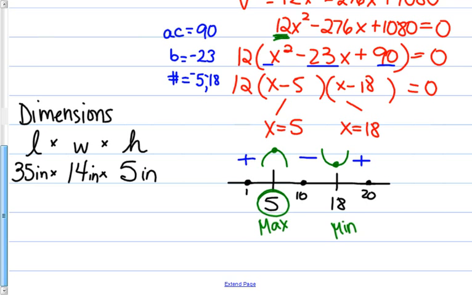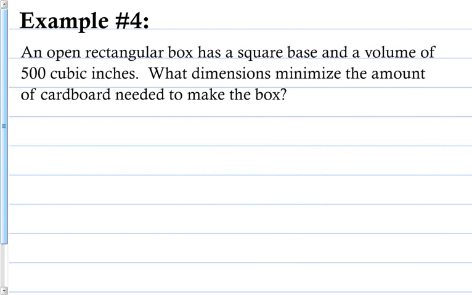Okay. Last one. An open rectangular box has a square base and a volume of 500 cubic inches. What dimensions minimize the amount of cardboard needed to make the box? Okay, so look at what you got. It's an open rectangular box, just like the previous examples. They're telling me that the volume is 500 cubic inches. So the volume is 500.